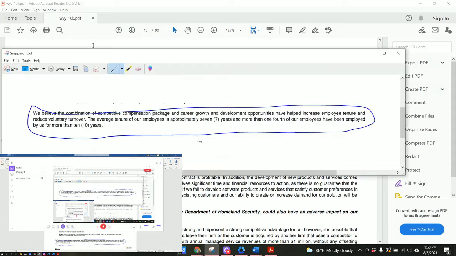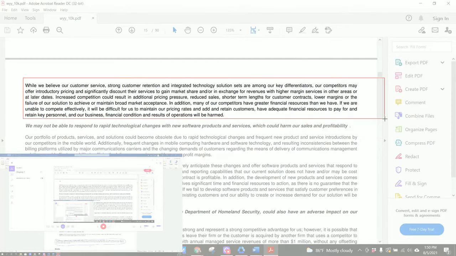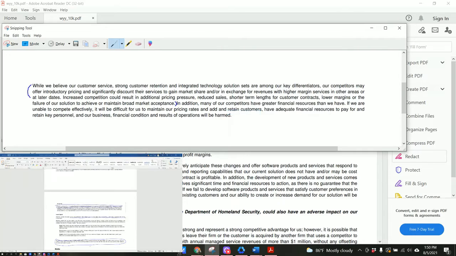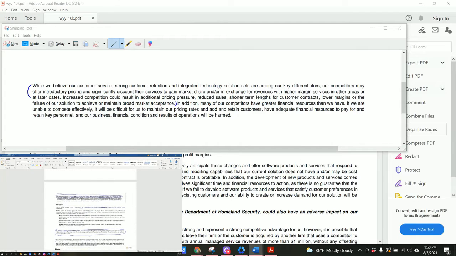This is interesting, not necessarily a bad thing. This to this. Talking about pricing pressure, reduced sales, shorter term lengths, their competitors offering lower prices, and this could have an effect on margins. That's interesting, not necessarily a bad thing. Oops, this is still up, so I apologize for that. But I want to put it in here just to be reminded of it more than anything.